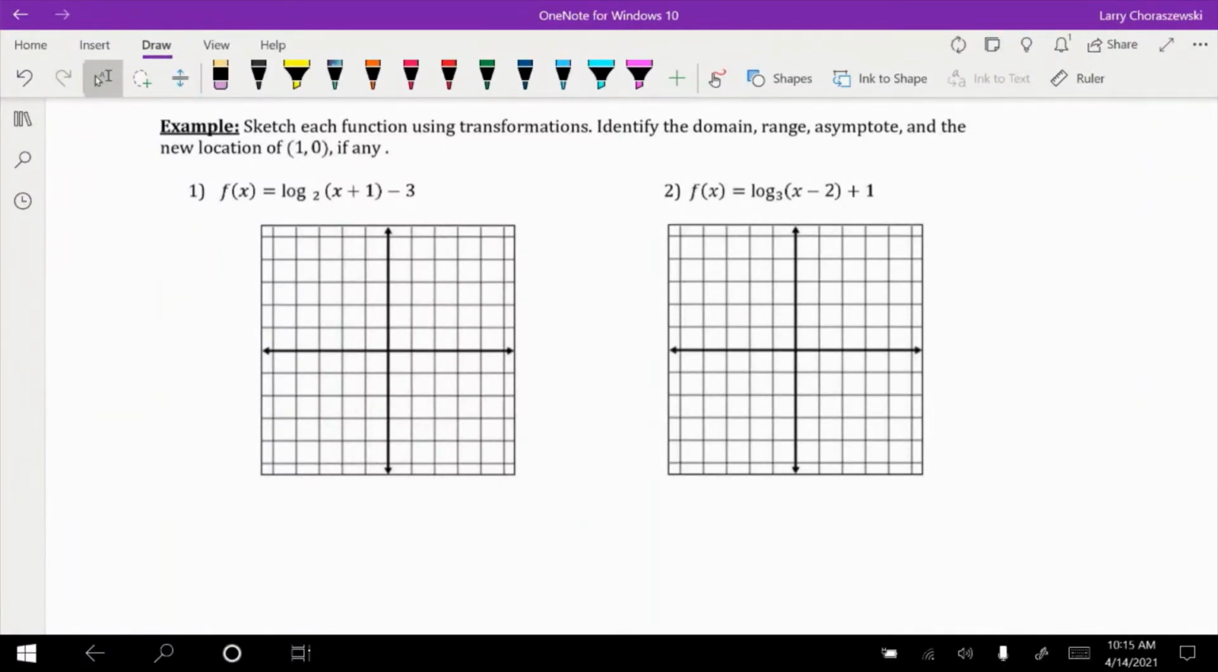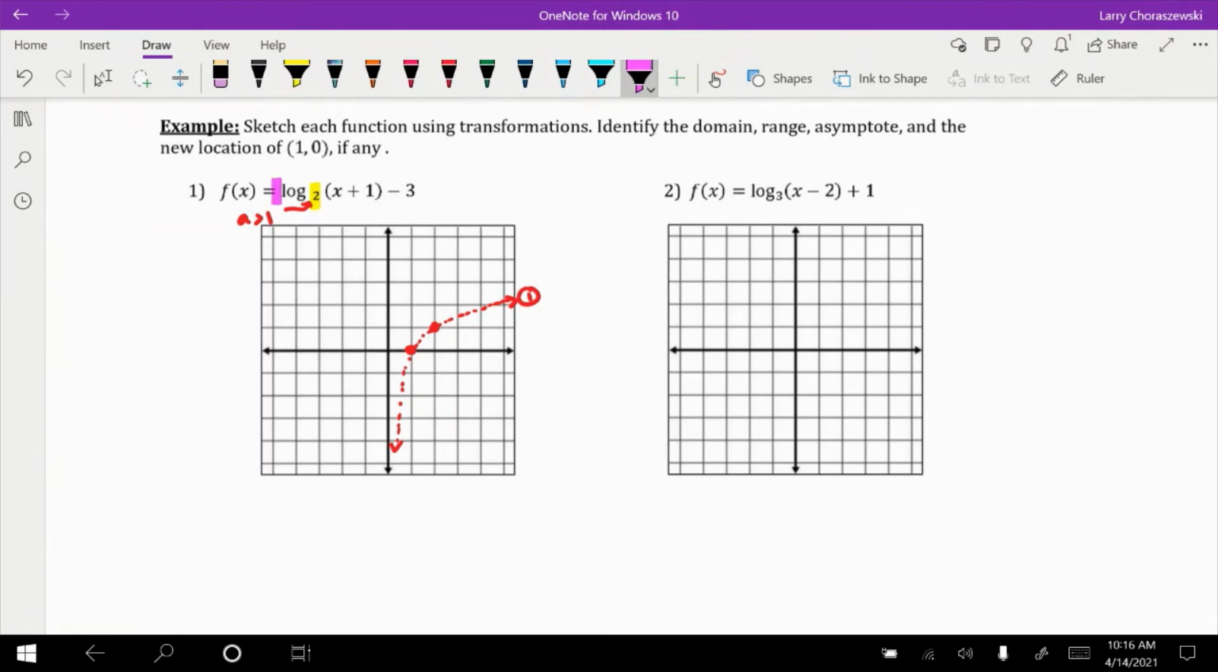The very first thing that we want to do is identify the base, which is 2. That's a value of a that's greater than 1. So this is going to start out as a log graph that increases from left to right. And 2 points that would be on the base graph here would be (1, 0) and (2, 1). And I'm going to connect these points, the dash graph, this end going to positive infinity, and this end going down to negative infinity. That's going to be our first graph.